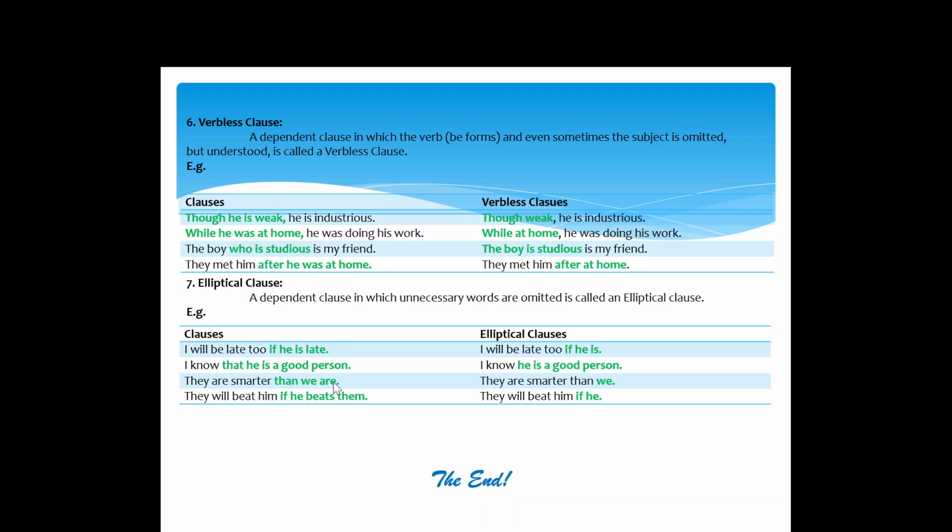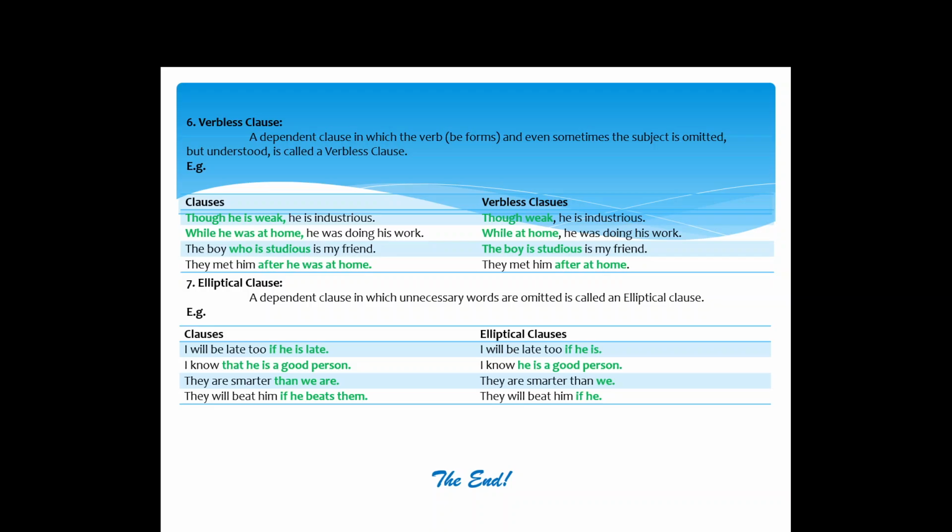They are smarter than we are. Now see, they are smarter than we, so this are is already understood, we are not putting it, so this is called an elliptical clause. They will beat him if he beats them. They will beat him if he, now see, beats them, it is already understood. So here we complete the seventh kind of dependent clauses, elliptical clauses as well.